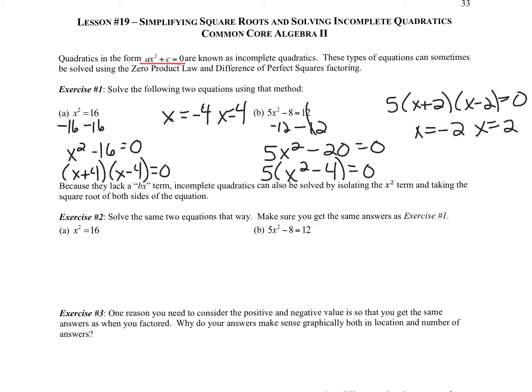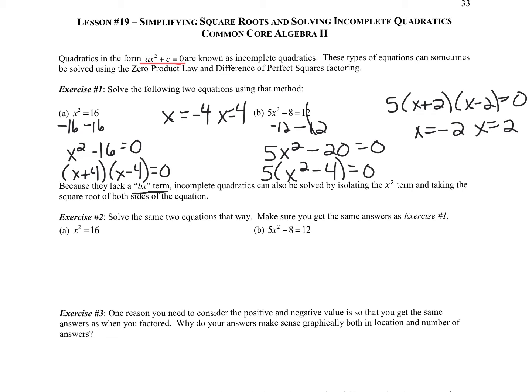So those two quadratics lacked a bx term. They have an x squared term and then a constant. Incomplete quadratics can also be solved by isolating the x squared term and taking the square root of both sides of the equation. So we're going to use that other method and check our answers with part 1 just to make sure that we get the same answers.